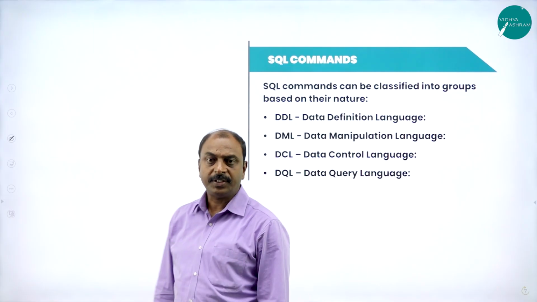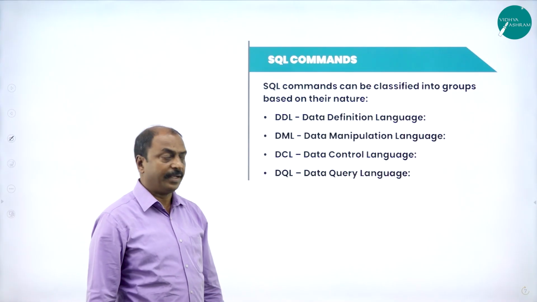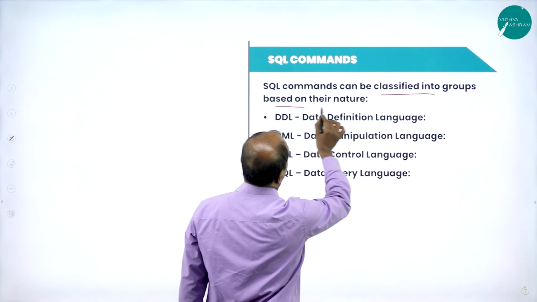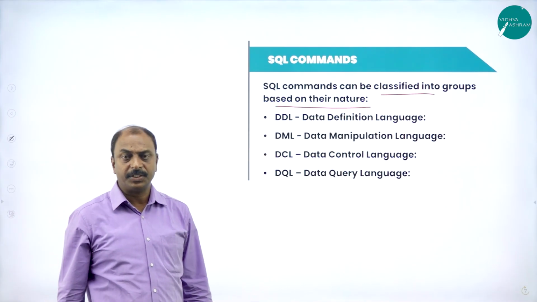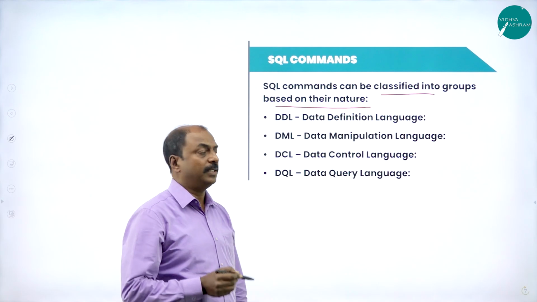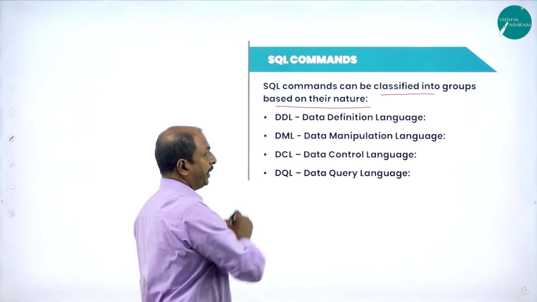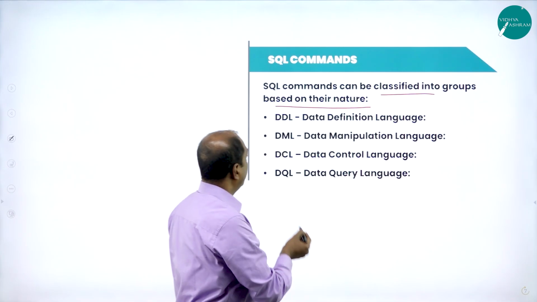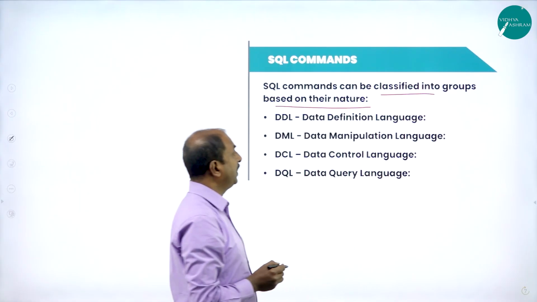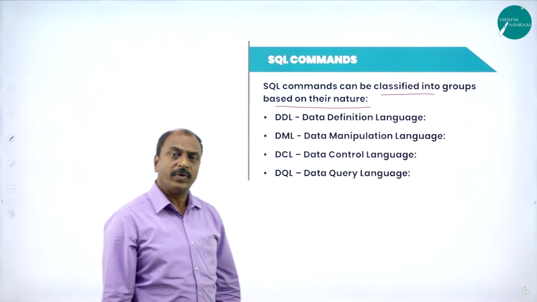Now in the next slide we will see what SQL commands, or SQL queries, are. SQL commands can be classified into groups based on their nature or function. There are 4 different categories of SQL commands. They are DDL, data definition language; DML, data manipulation language; DCL, data control language; and DQL, data query language. These are the 4 types of SQL commands based on their nature or function.